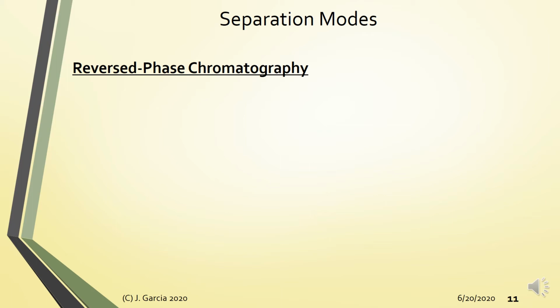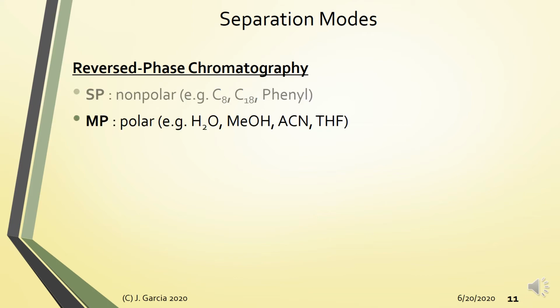First, we have reversed phase chromatography. The stationary phase used is non-polar. This is a modified silica, for example the octyl silane, octadecyl silane, or phenyl functionalized silica, as mentioned earlier. Mobile phases are polar, so water can be used, methanol, acetonitrile, tetrahydrofuran, mixtures of these, even buffers can be used.